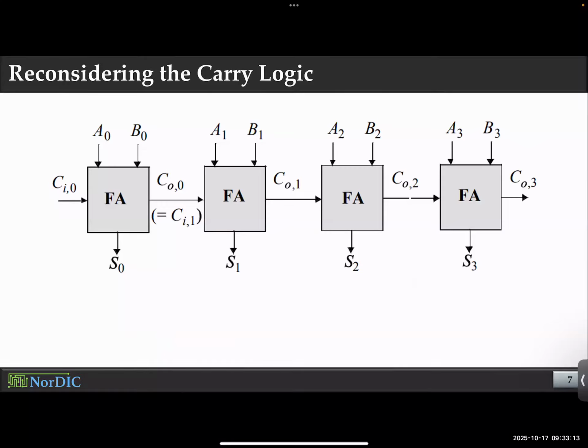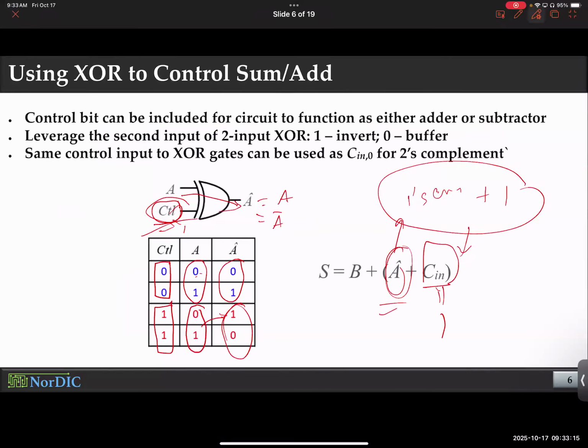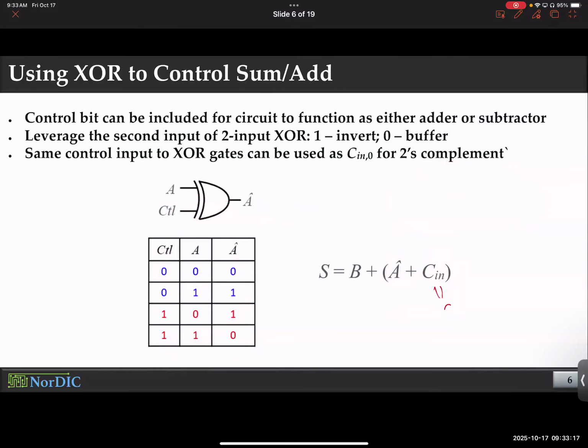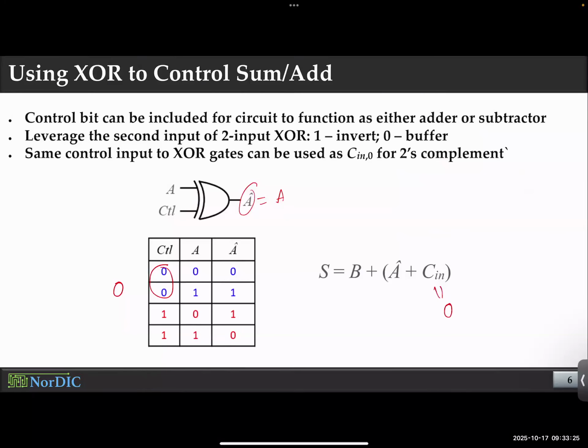So when you add, you make your carry 0 and you make your control signal 0. That means A prime, this A cap, is just A. So then you have B plus A essentially. But when you want to subtract, you make your carry 1, you make your control 1. That way your XOR output becomes A prime, which is essentially 1's complement plus 1, which is 2's complement.